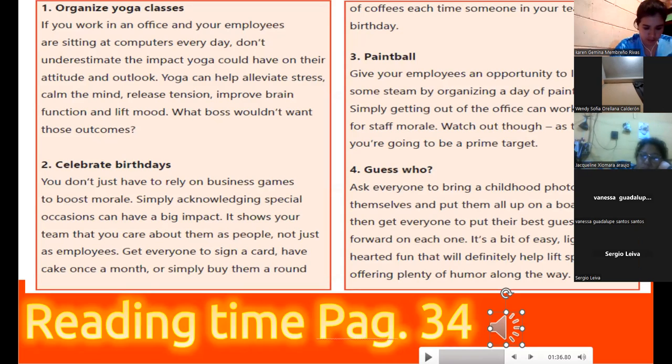Number one, organize yoga class. If you work in an office and your employees are sitting at computer every day, don't underestimate the impact yoga could have on their attitude and outlook. Yoga can help alleviate stress on the mind, release tension, improve brain function, and lift mood. What boss would want those outcomes?